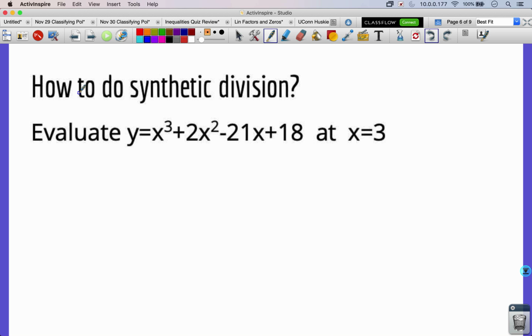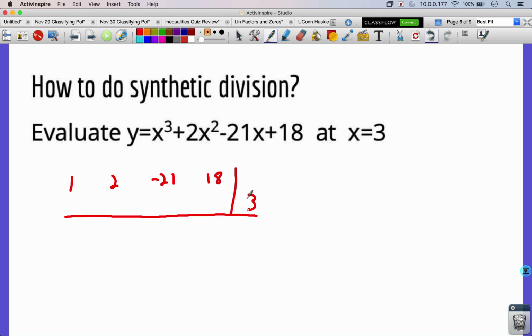Okay, so how do you do synthetic division? So here's my polynomial. So y equals, then we got this cubic function, and I want to evaluate it at x equals 3. So one thing I could do is just plug in a 3 for every instance of the x and then solve. That it's going to take a little bit longer. There's a shortcut here where you just write down the coefficients from your polynomial. So we don't see a number here, so it has to be a 1. So 1, 2, negative 21, 18. So just the coefficients. You put them into a grid like this.